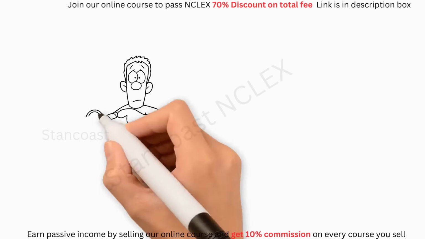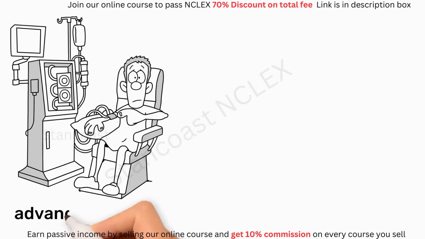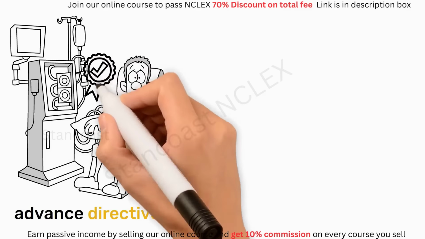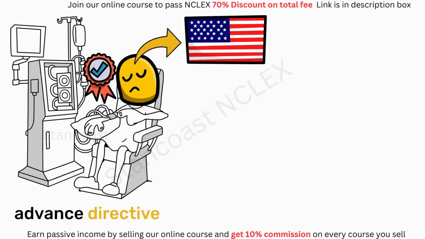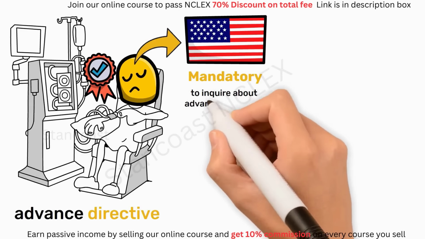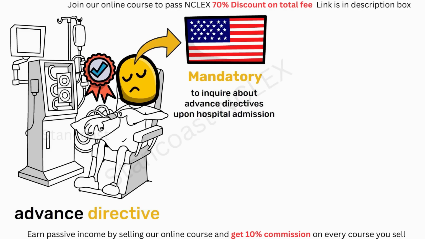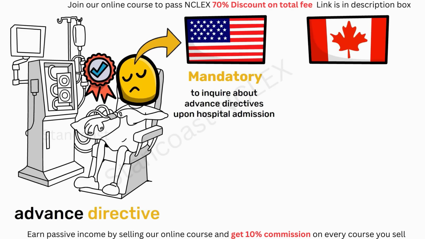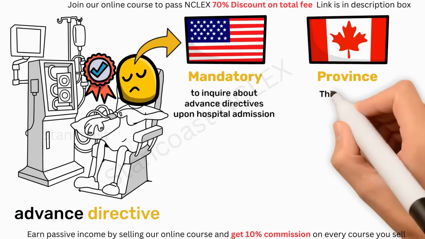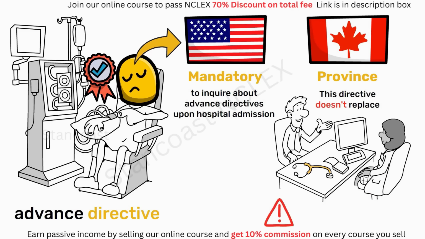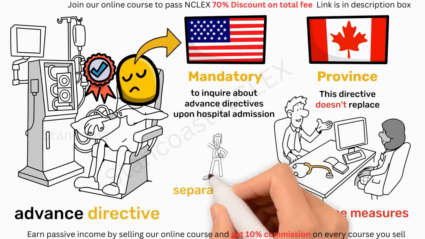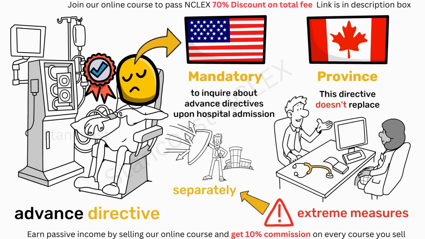The rationale is patients are given an opportunity to create an advance directive to ensure their preferences are honored if they can't make decisions. In the US, it's mandatory to inquire about advance directives upon hospital admission. In Canada, the regulations differ by province. This directive doesn't replace a thorough conversation with the doctor. Concerns about extreme measures can be addressed separately, but patients should know the directive safeguards their autonomy.